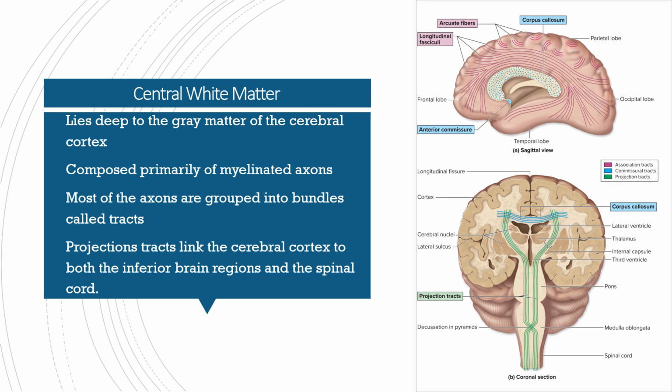Projection tracts link the cerebral cortex to inferior brain regions, including the brainstem and spinal cord. They carry sensory information from the body to the brain, known as ascending pathways, and motor commands from the brain to the body, known as descending pathways. This is essential for regulating voluntary movements, sensory perception, and autonomic functions such as heart rate and respiration.